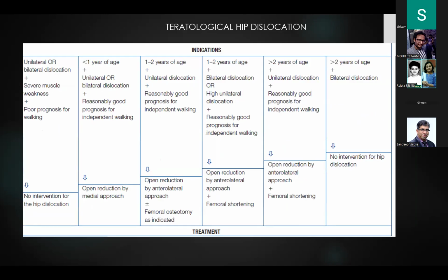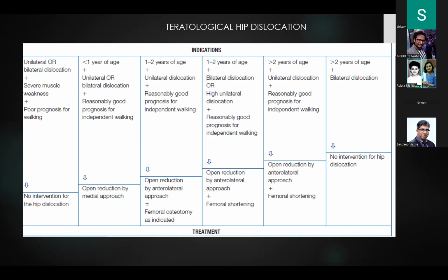For teratological hip dislocations that are unilateral or bilateral with severe muscular weakness and poor prognosis for walking, usually no intervention is done for hip dislocation. If the child is less than 1 year of age with unilateral or bilateral dislocation and a good prognosis for independent walking, then open reduction can be attempted by medial approach. At about 1 to 2 years of age with unilateral dislocation and reasonably good prognosis for walking, open reduction by anterolateral approach with a femoral osteotomy may be indicated.